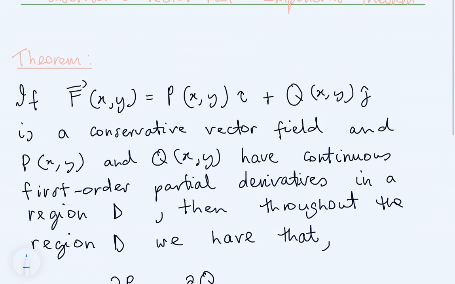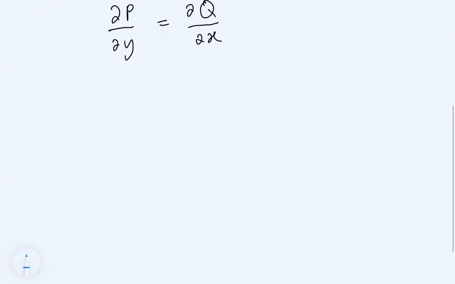So we're going to go through the proof of this theorem. Let's start discussing the proof. Obviously in the proof, we are going to suppose that F is a conservative vector field and that P and Q have continuous first order derivatives in a region D. So let's write that down.